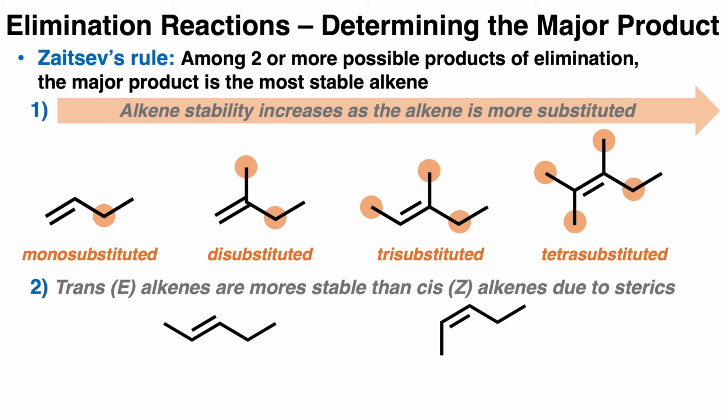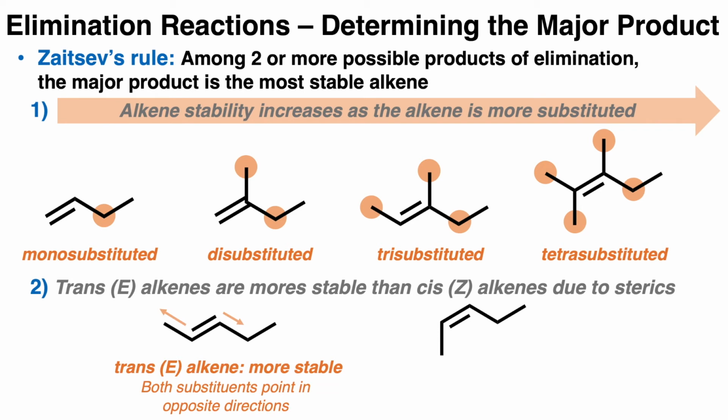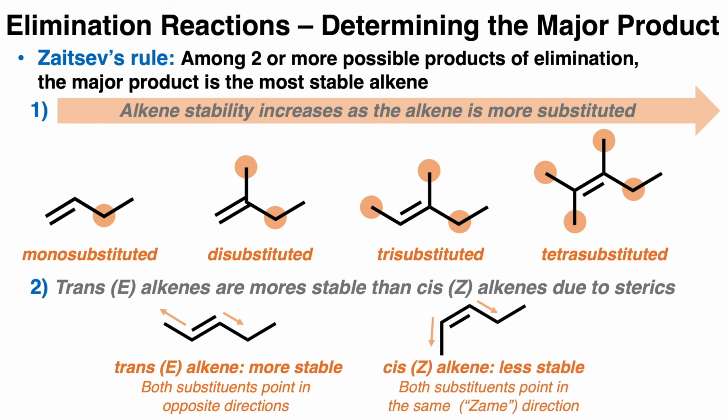And the second trend is that if you're comparing two di-substituted alkenes, trans or E alkenes are more stable than cis or Z alkenes due to steric interactions. So a trans or E alkene is where the two biggest substituents are pointing in opposite directions, whereas the cis or Z alkenes have their two biggest substituents pointing in the same direction.